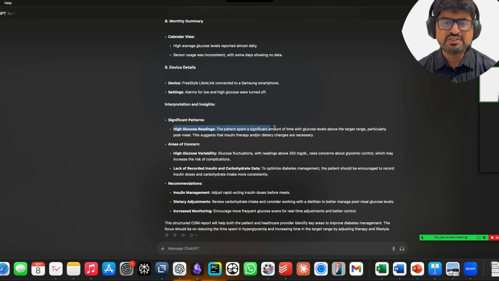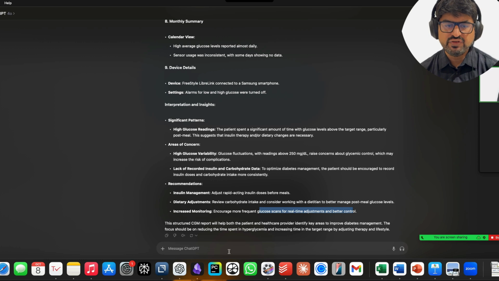High glucose reading. The patient has significant amount of time above the range, particularly post-meal, which suggests that insulin therapy or dietary changes are necessary. High glucose variability also, right? Lack of recorded insulin carb data, so that is not given. Insulin adjustment: rapid acting insulin before meals, dietary adjustment, increasing monitoring, right? Because again the patient is not scanning enough.